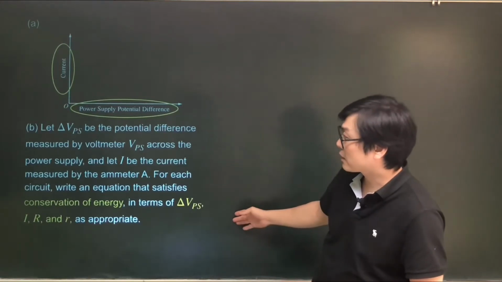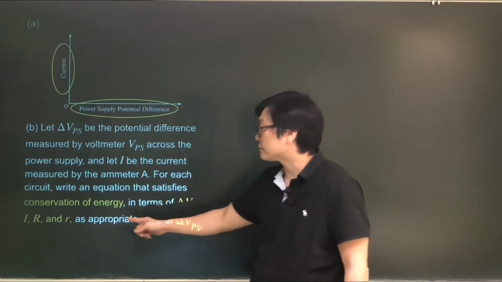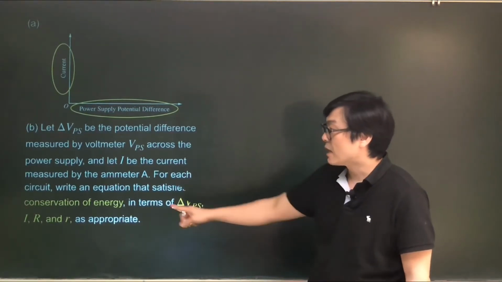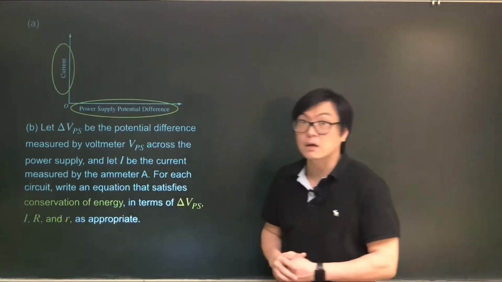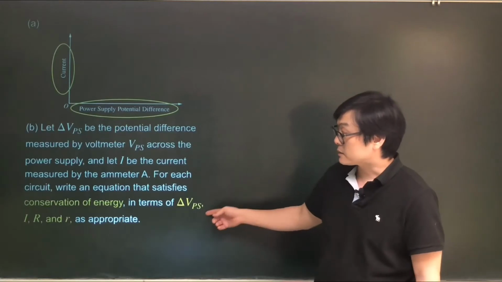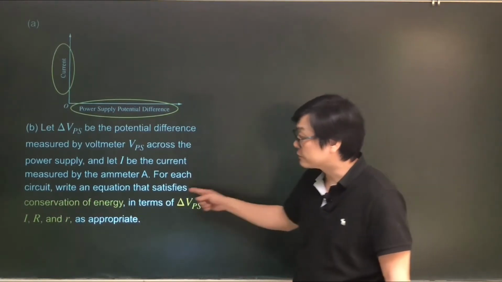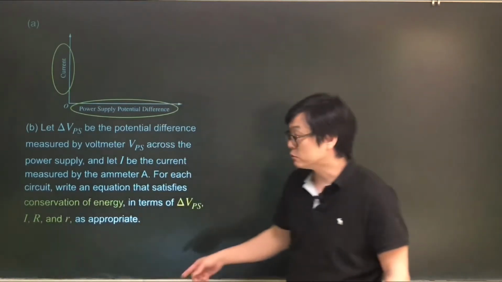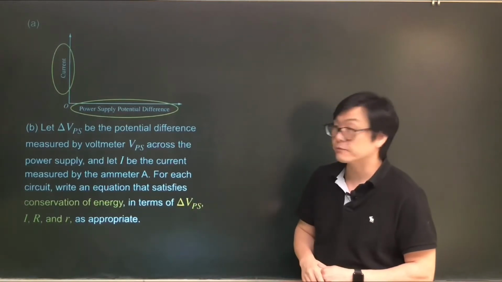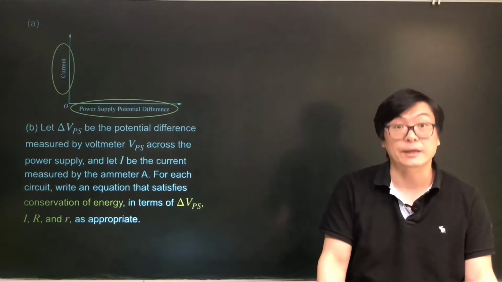And the second thing is that we need to write down an expression, the equation that satisfies conservation of energy in terms of delta V_PS, I, R, and small r for the internal resistance. So this is the thing that we need to write down, in terms of these variables. You need to use these notations to express the conservation of energy for the circuit. That's the key point that we need to find out.